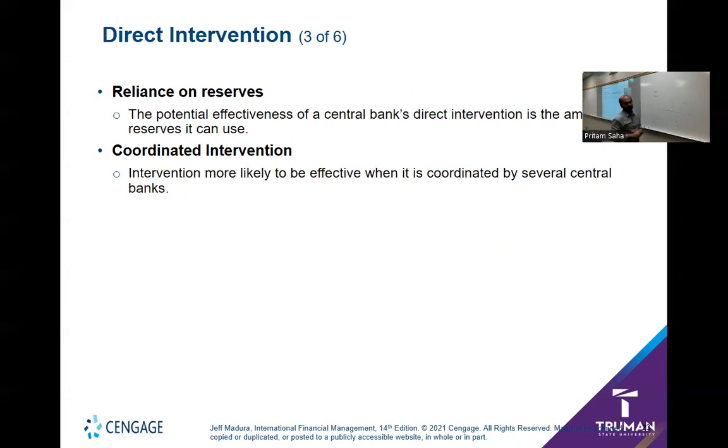Now, how can they perform this? We already explained the first reason: reliance on reserve. They have reserves of their home currency, and they have reserves of foreign currency. They can directly play with the reserve, increase or decrease, depending on what is needed. That's the first way of directly intervening.